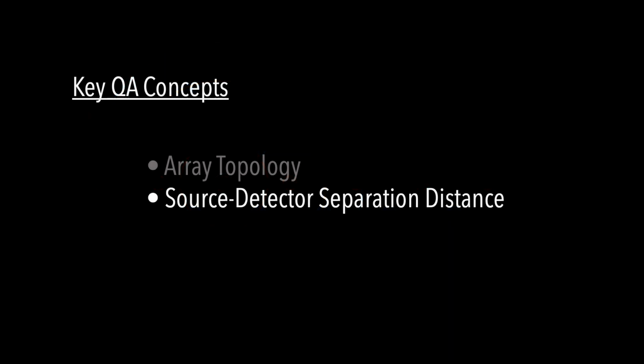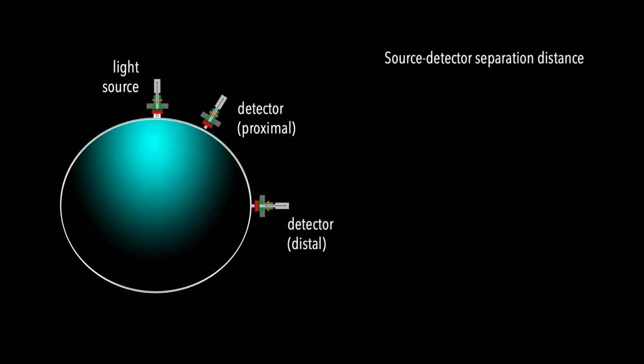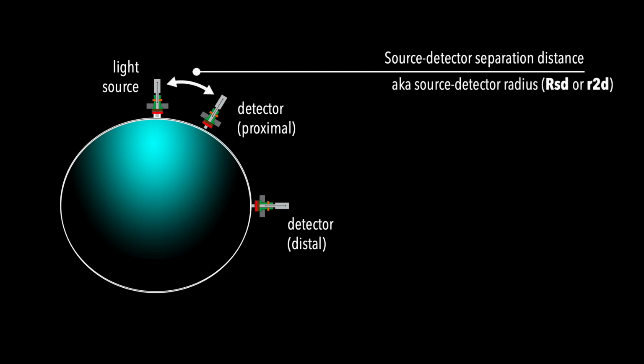A second key concept is source detector separation distance and its effect on optical measurements. This diagram depicts a light source and two detectors. Two features of the measurement provided by a detector depend critically on the distance to the source, referred to as RSD for source detector radius in QA figure labels and other documentation.